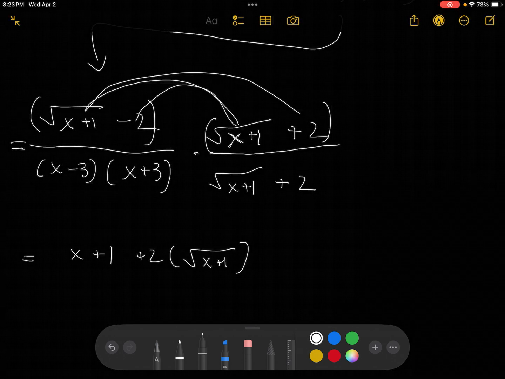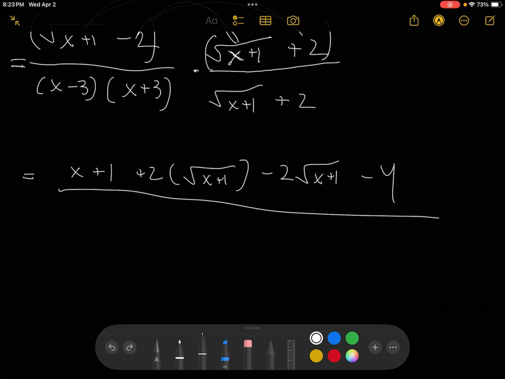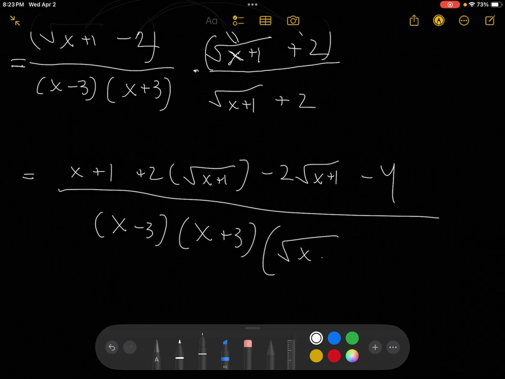And then we've got minus 2 times square root of x plus 1 and minus 2 times 2. And then now in our denominator, we're multiplying by the same thing. So we now have x minus 3 times x plus 3, and all of this is multiplied by square root of x plus 1 plus 2.